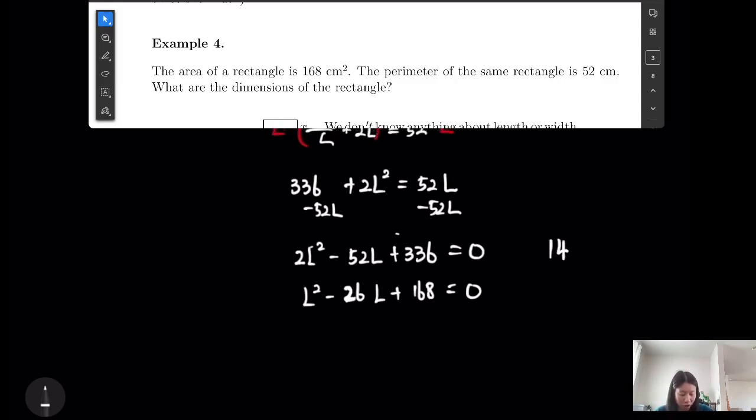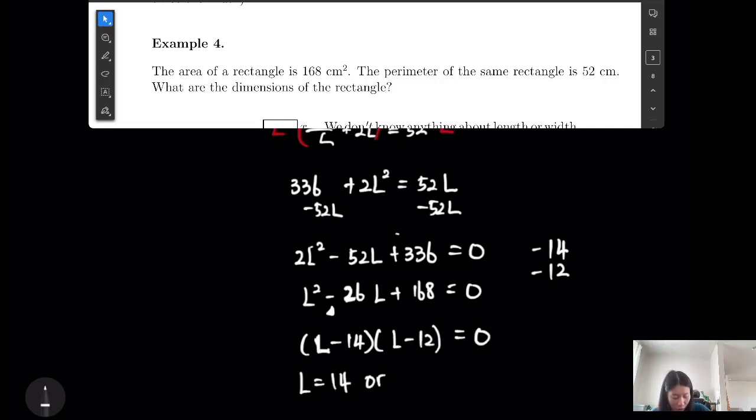So I have 14 times 12. When these two multiply together, I get 168. And since we have a negative 26, that means we have two negative numbers multiplied together. So I have L minus 14 and L minus 12 equals 0. So our length is either equal to 14 or our length is equal to 12.